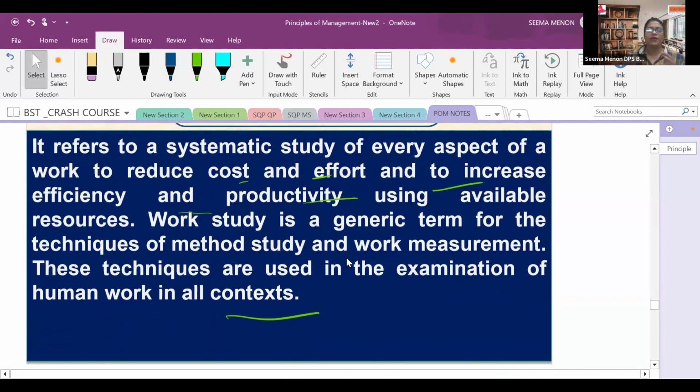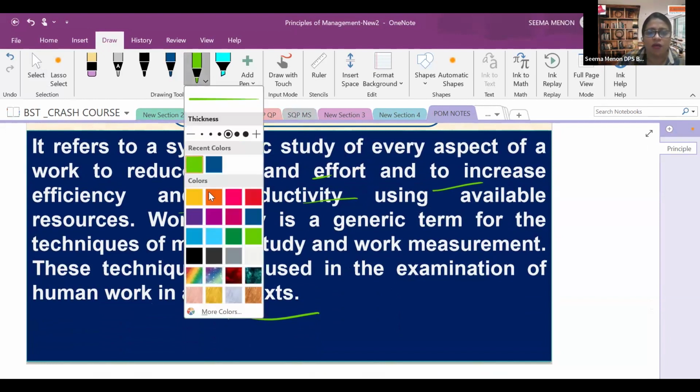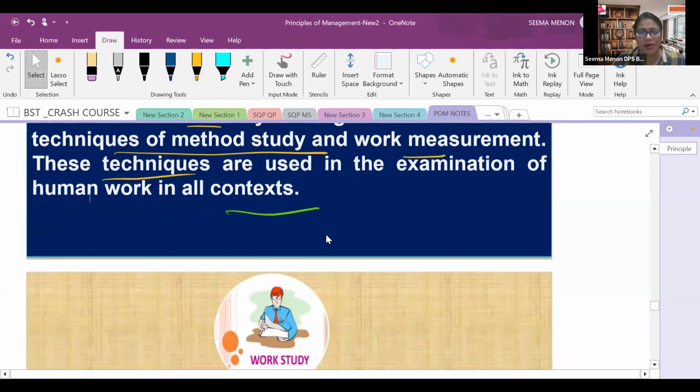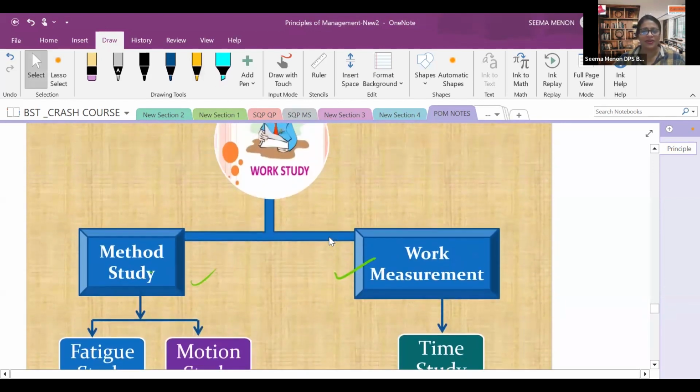The work should be done in a very systematic way. There we have to see that the cost should be reduced, effort should be reduced, along with an increase in efficiency and productivity. Every business unit's target is that only. Always our effort should be less and cost should be less, but we should get maximum efficiency and productivity. So work study is a generic term. There we discuss the techniques of method study and work measurement, and these techniques are used in the examination of human work in all contexts. Let's see what work study consists of.